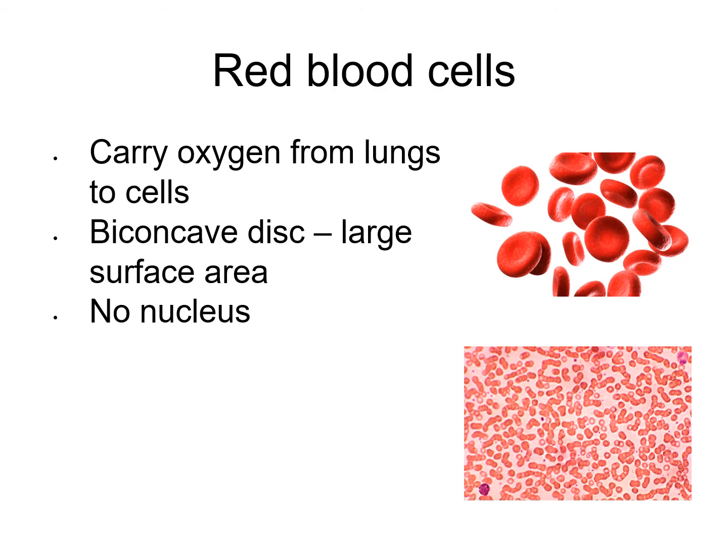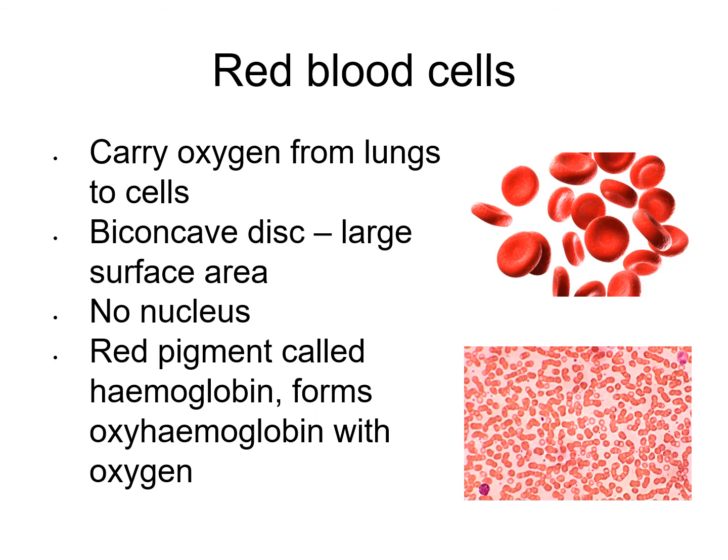They don't have a nucleus, so they can't make more of themselves, but having no nucleus means there is more room in the cell for carrying oxygen. And they're red because of a pigment called hemoglobin. That's really important because it's the hemoglobin that oxygen attaches itself to, forming a substance called oxyhemoglobin, and it then gets carried around the body.